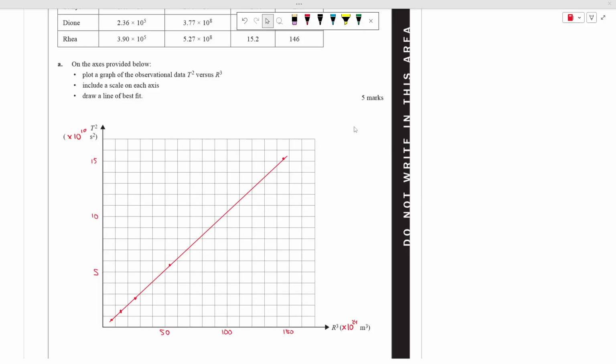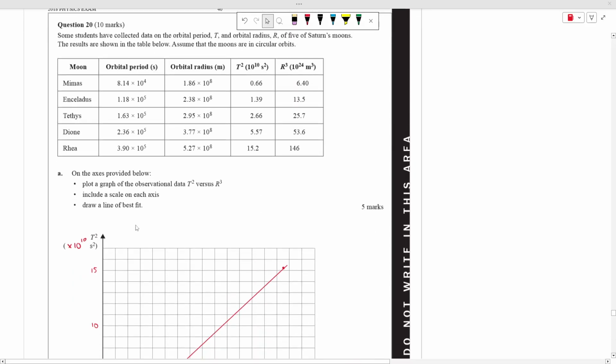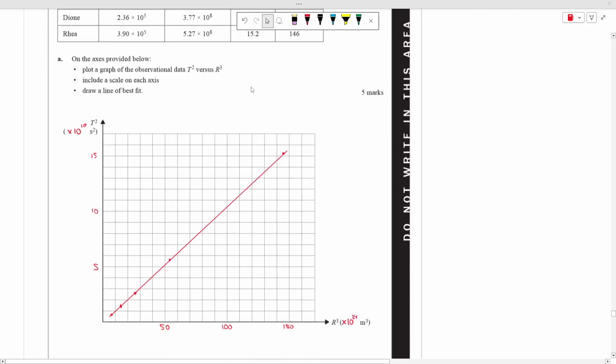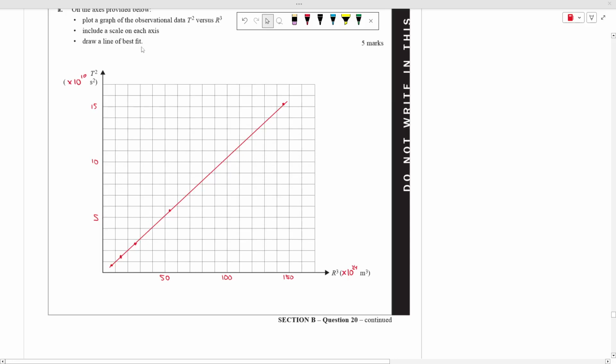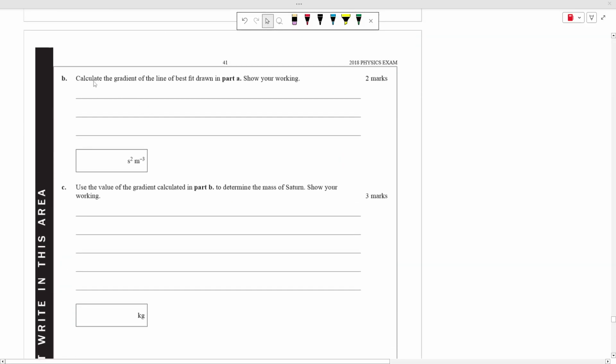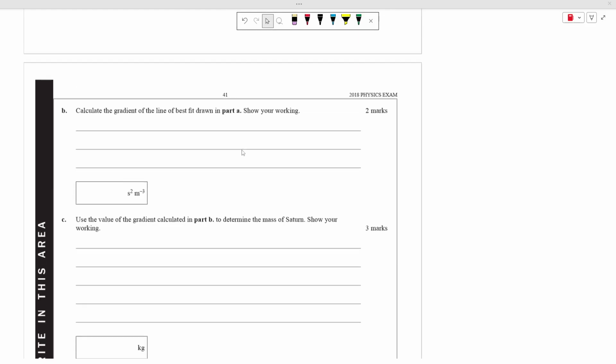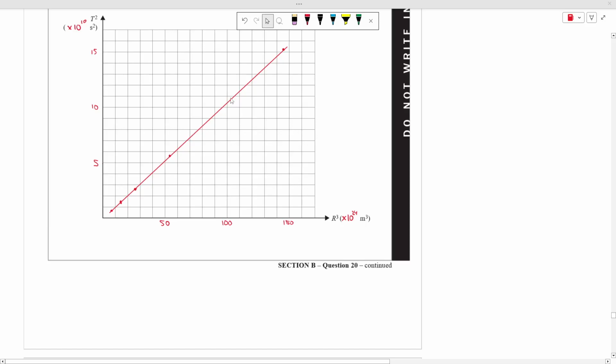Okay. Your data itself, you just have to be very careful. Use a ruler to line things up, so it should look something like this. And then your line of best fit, some points will be above, some points will be below. In this case, they're all pretty nicely on that line, so that's okay. Now, B, calculate the gradient of the line of best fit drawn in part A. Show your working, so you know how to do gradients, rise over run. Just pick points that are on the line. So there's a point, I'm going to use that one.